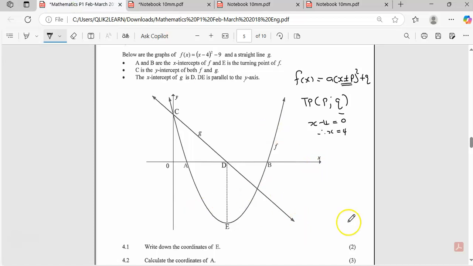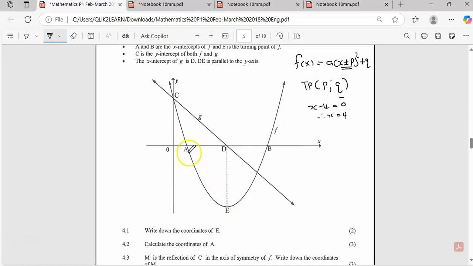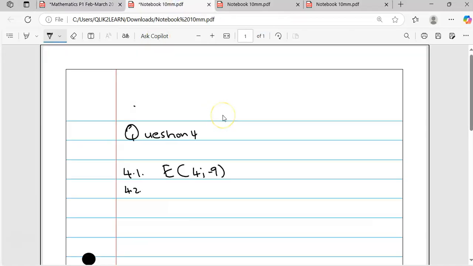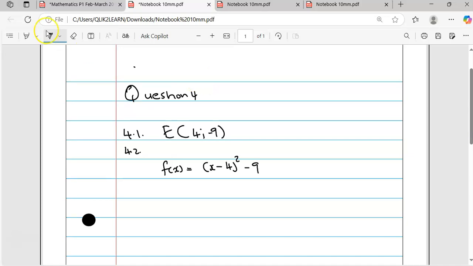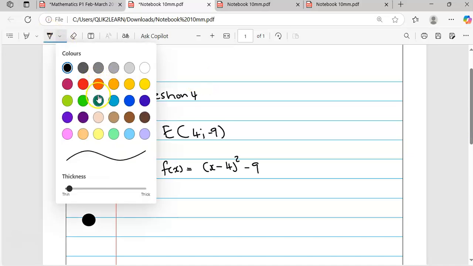Moving to 4.2, they want us to calculate the coordinates of A. Guys, the coordinates of A is your x-intercept. So to find the coordinates of A, we need to find the x-intercept. And how do we find the x-intercept? Remember, f of x is given as (x minus 4) squared minus 9.